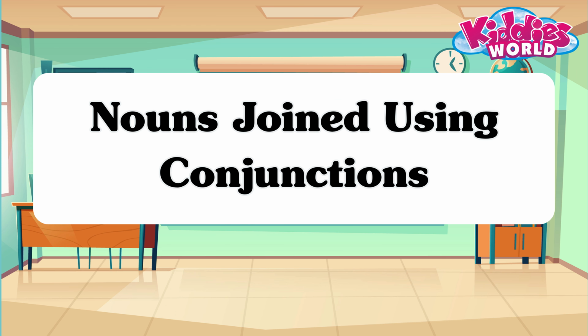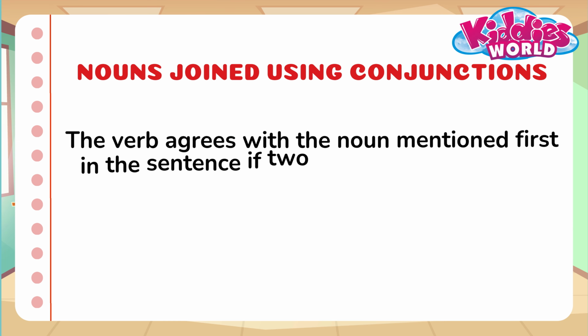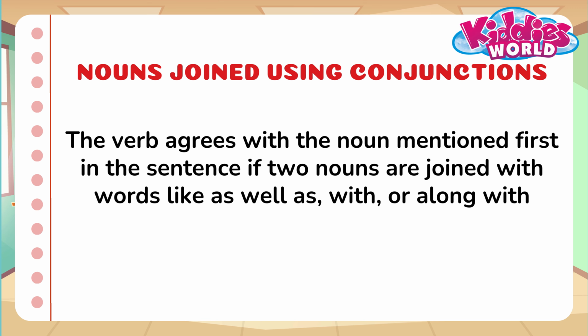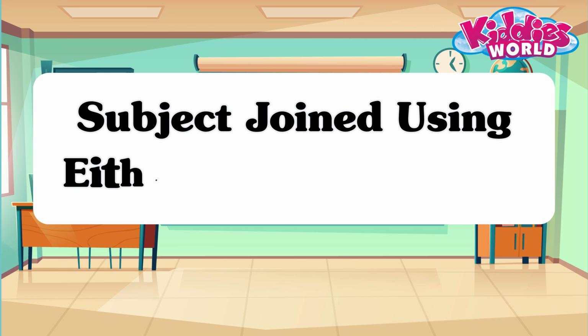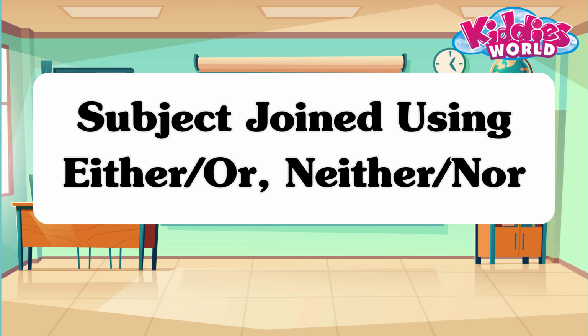Nouns joined using conjunctions. The verb agrees with the noun mentioned first in the sentence if two nouns are joined with words like as well as, with, or along with. Check the example.